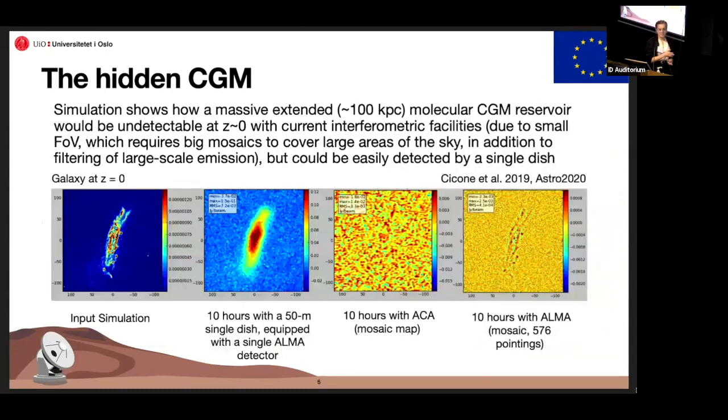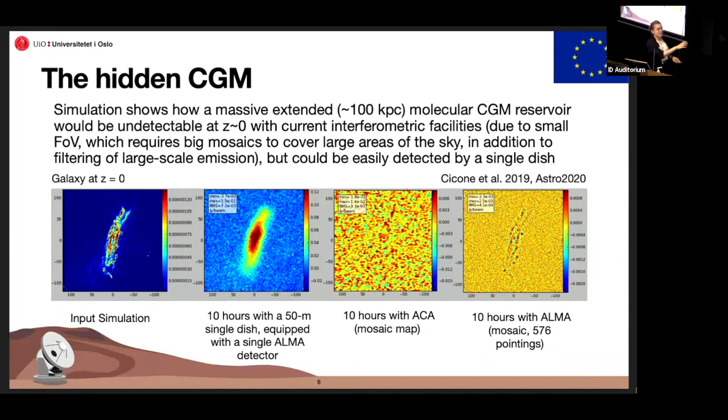Here we can see a simulation. This is one of the main motivations for ATLAS. This is a galaxy at redshift 0, and it's put into what's basically a simulator for a telescope. It's first with a modified version of the ALMA simulator, which is kind of a model version of ATLAS, and then we have an ACA simulator and then ALMA. All 3 have the same observing time.